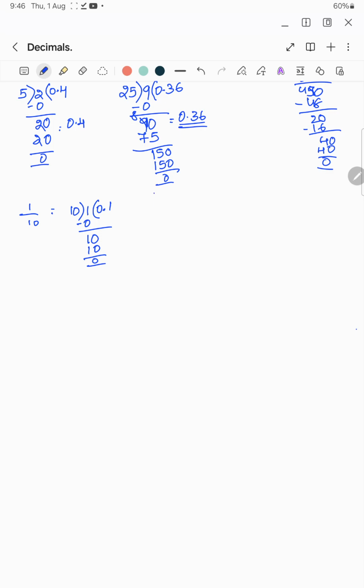Okay. Now 1 by 100. So 1 is divided by 100. Check for the number which is a multiple of 100, and it should be 1 or less than 1. So what will it be? 100 into 0 is 0.